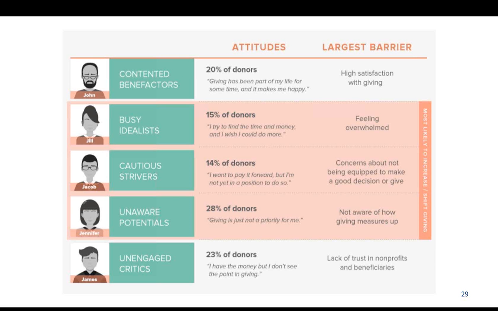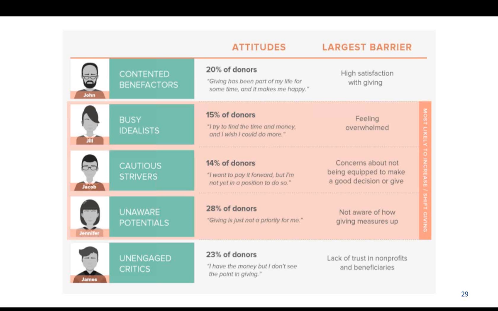Then there's the busy idealist. That person would really love to invest well, and they think a lot about the ways that they want their money to be used and the good that they want to do, but they're busy and worried about the ways that their money might be used. And there's the cautious striver. This person is really worried about making good decisions, and is just kind of tiptoeing. The difference between that person and the busy idealist is maybe that the busy idealist has a lot more ideas about exactly what they'd like to see in the world.